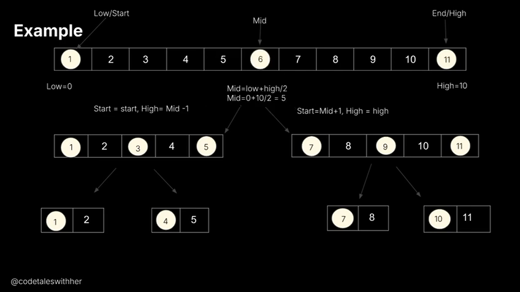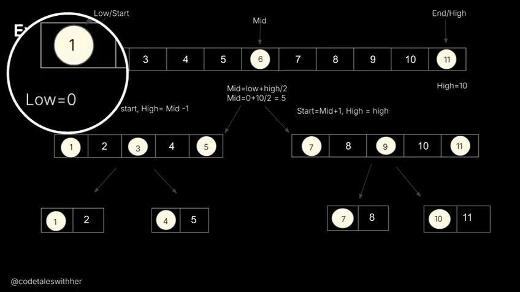If larger, we search the right half by adjusting low or high. We have the array 1 to 11. So first we need to initialize the start and end points of the array. Here, start is 1 and end is 11.